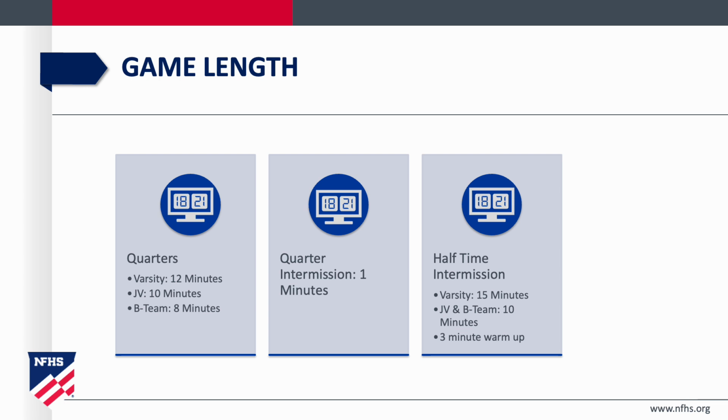This should be discussed before the game. The best way to normally handle this is by putting up 15 minutes on the clock, and if more time is needed, to add it then. We can always add time, but once it's up there, we can't take it down. For JV and B team games, the half should be 10 minutes.